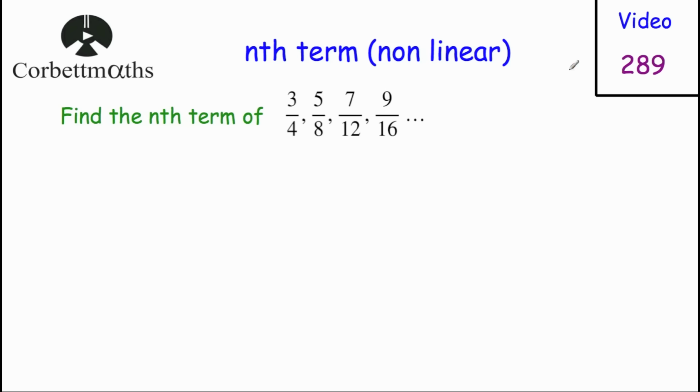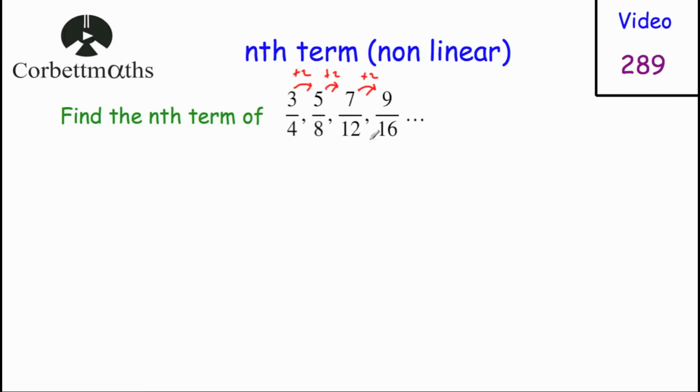And this would be video 289 in Corbettmaths. So here we've got a sequence of fractions. We've got 3/4, 5/8, 7/12, 9/16, and so on. Now if you look at the numerators, we've got 3, 5, 7, and 9. There's a pattern there. We're getting bigger by 2 each time. We're adding 2, adding 2, adding 2, and so on.